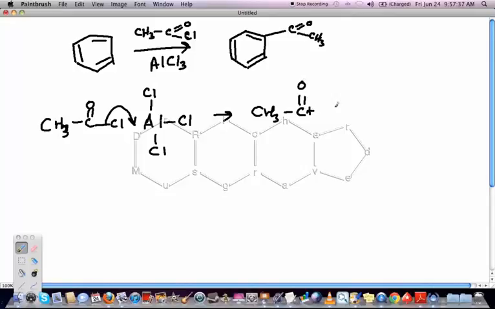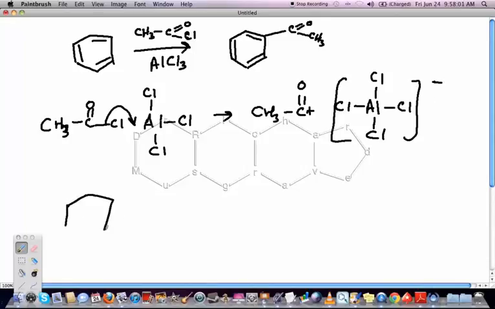Now the benefit of these compounds over the ones that don't have the C double bond O is that these usually don't rearrange, or they're not as prone to rearrangement as the other alkyl halides were, the ones without the C double bond O. Alright, so we get that, and now we can have that react with the aromatic ring. And the reaction is pretty similar to what we've already seen.